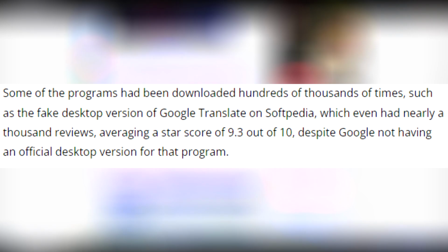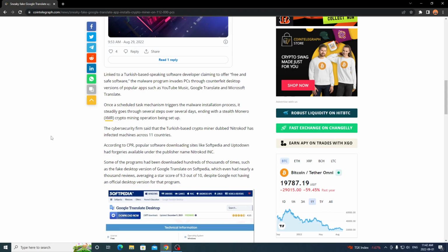So some of the programs have been downloaded hundreds of thousands of times, such as a fake desktop version of Google Translate on Softpedia, which even has nearly 1,000 reviews, averaging a star score of 9.3 out of 10, despite Google not having an official desktop version for that program. So clearly they're even botting things on Softpedia.